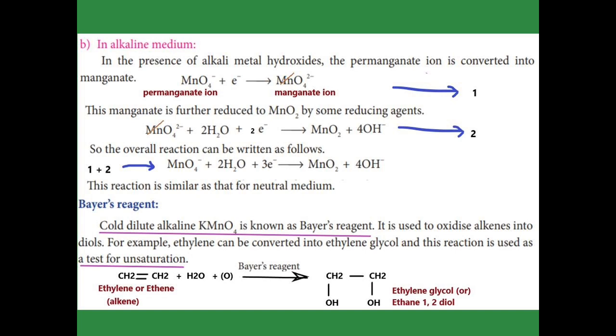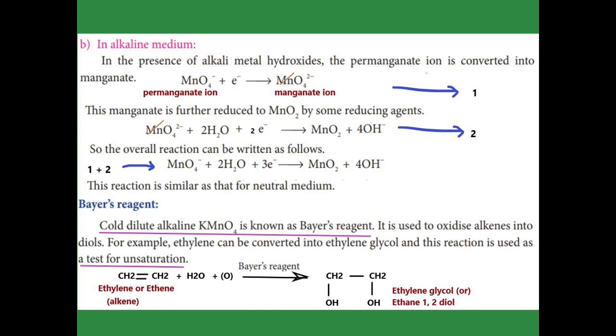The next one, Baeyer's reagent. It is an important question. What is Baeyer's reagent? The cold dilute alkaline KMnO4 is called Baeyer's reagent. We have already learned this in the 11th standard. The use of this Baeyer's reagent is that we identify unsaturation. Unsaturation means whether it is a double bond or triple bond.